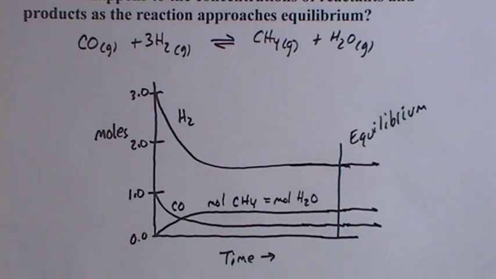So what happens for the concentrations of reactants and products? The reactant concentrations drop away. The number of moles per liter drop away for reactants. The moles per liter for the products increase, but eventually they all reach a steady state. They don't necessarily have to be equal to each other, but they have to reach a steady amount that never changes after that point. All right.